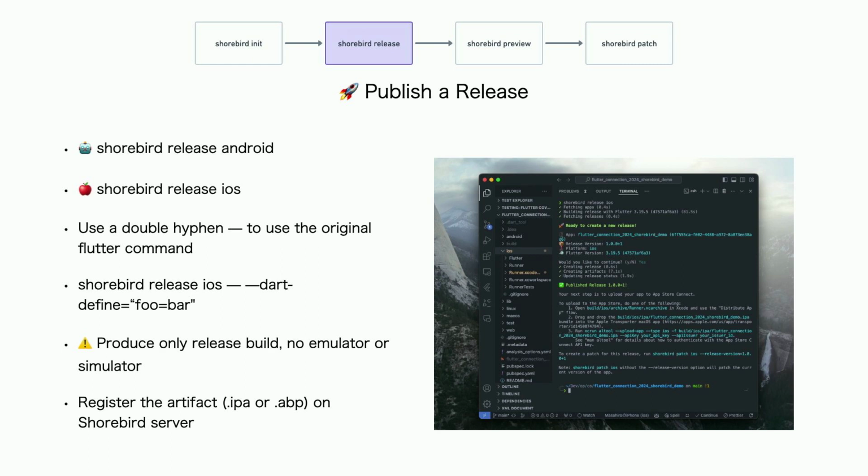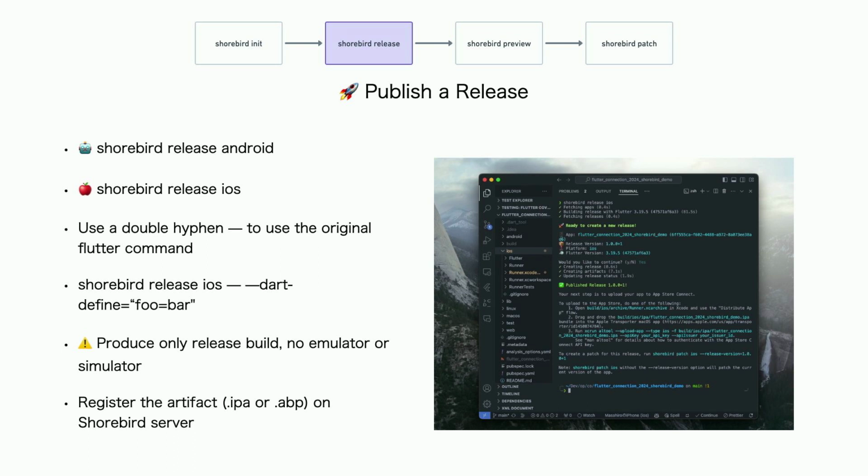And please be careful that these release commands produce only a release build, not a debug or a profile build. So in case you forgot, I will explain the build modes of Flutter. In Flutter, there are three build modes: debug, profile, and release. Debug mode is for debugging the app, so you can use hot reload to check the app. But the performance is worse than the release. And the profile mode is for checking the app performance. And the release mode is for distribution.